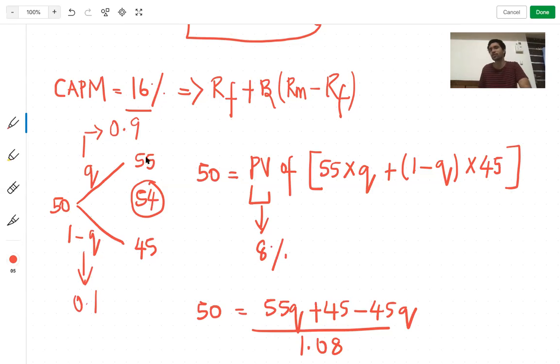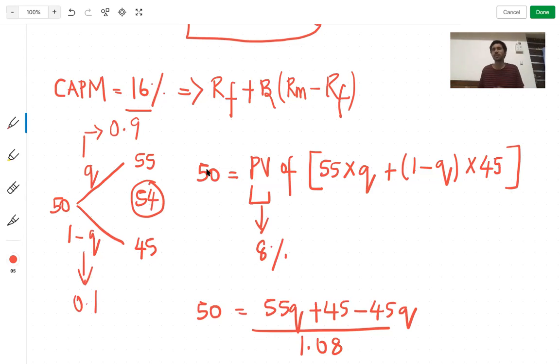It is obviously closer to 55 because the weightage is 0.9 on the upside. So he expects to receive 54 on average at t equal to 6 months, with a current share price of 50, such that the return he gets is 16% per annum or 8% for 6 months. So the probabilities that a risk averse investor would have assigned are 0.9 and 0.1. These are the real world probabilities, given the assumption that the CAPM required rate of return is 16%.